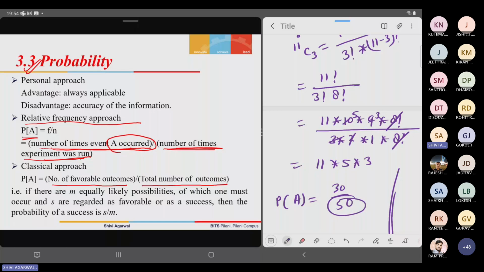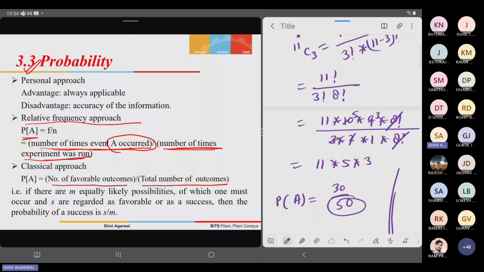So what is the merit of relative frequency? It gives you the mathematical authentication of the finding, the probability of any event. The second is the disadvantage. What is the disadvantage? That we have to perform the experiment so many times. We have to perform the experiment.